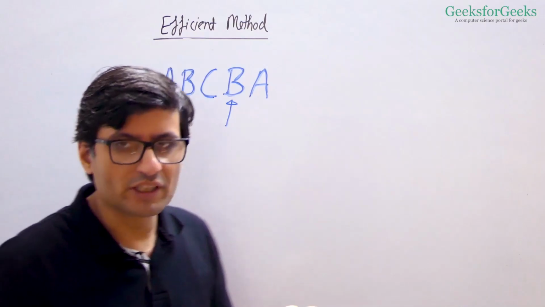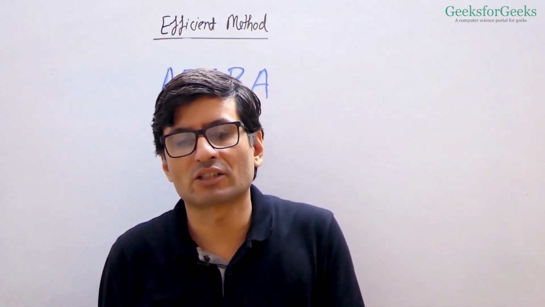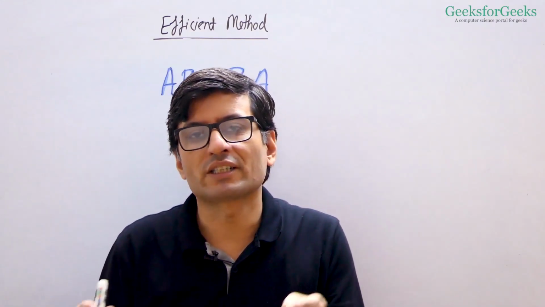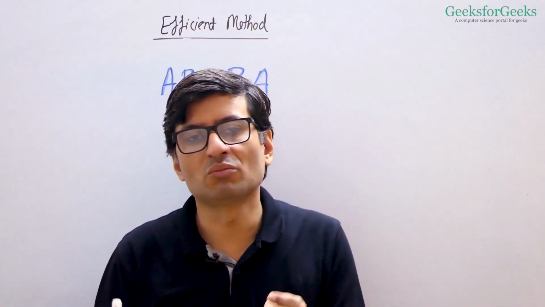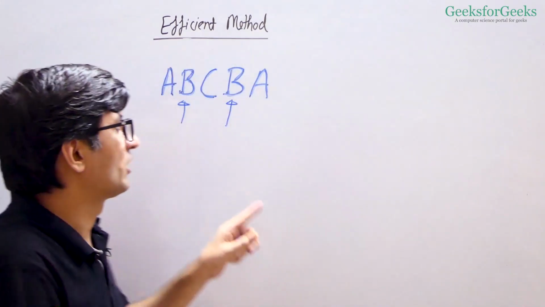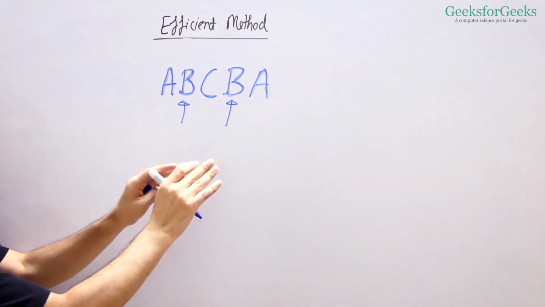You mainly begin with two indexes. One starts from the left side and the other starts from the right side. You compare the characters at the begin index and the end index. If they are the same, then you move ahead the begin index and decrease the end index. So now your next characters are these two. If they match, fine, otherwise return false.